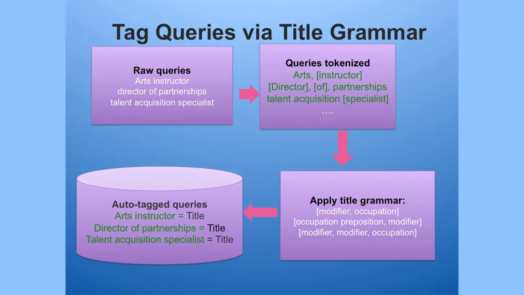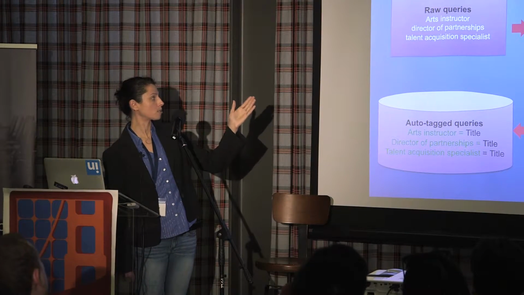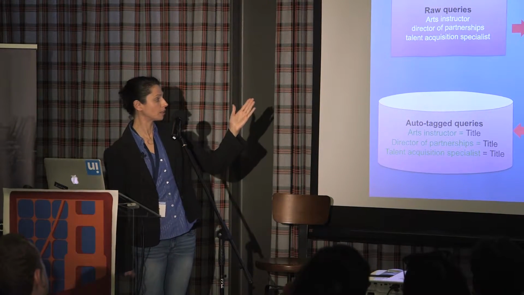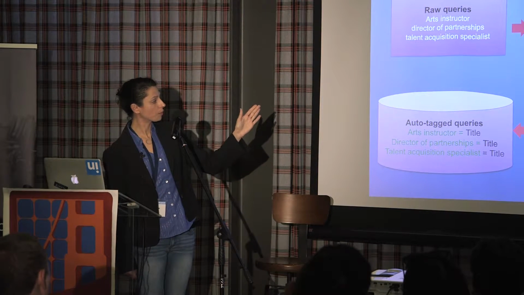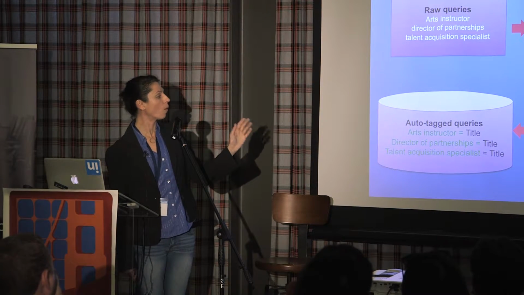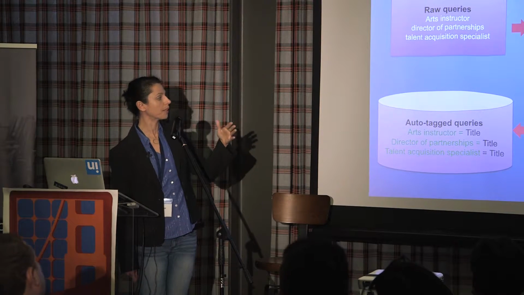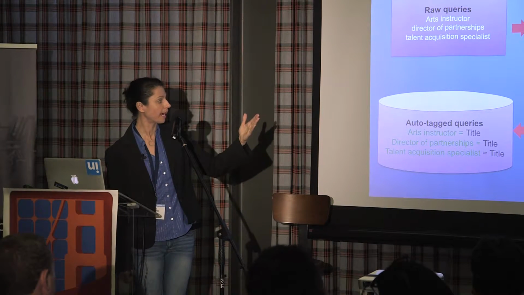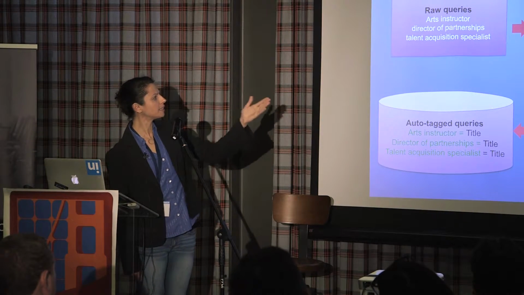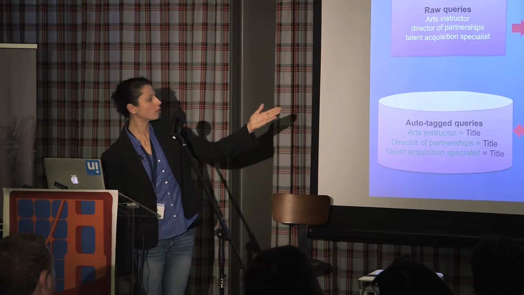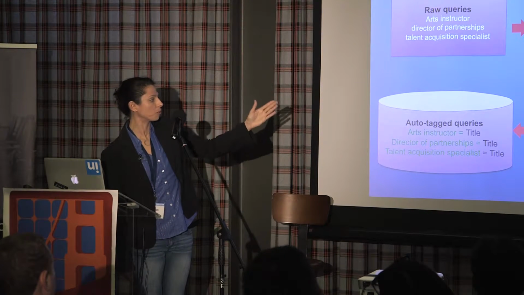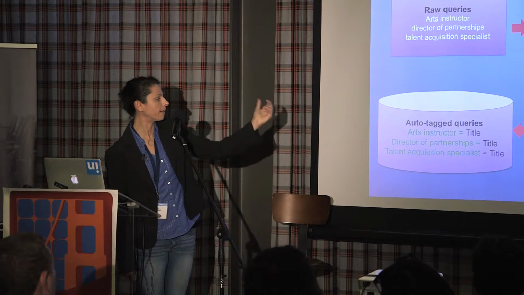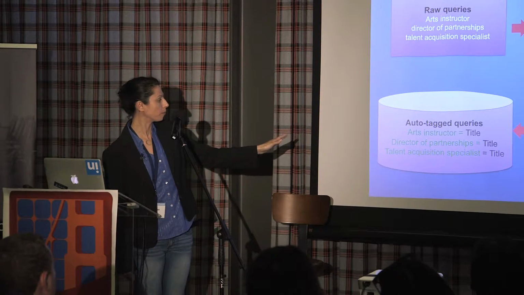We will first look for the key occupation word. In the first case, it's instructor or director or specialist. And if we found such a word, then we will look for the rest if we know, especially if we know some seniority or some preposition, and we will apply that. And we will say, yeah, I see this occupation instructor. I know what that is. I don't know what this arts is. I don't know what it means. I don't care. It's probably some modifier. Good enough. We're going to label it as a title.